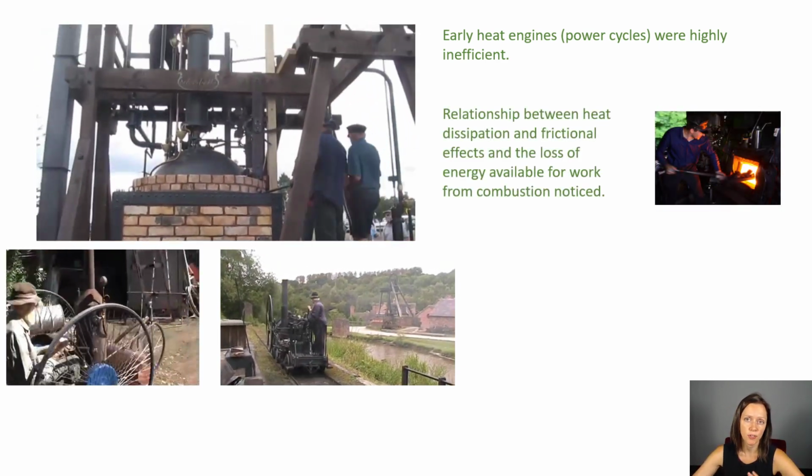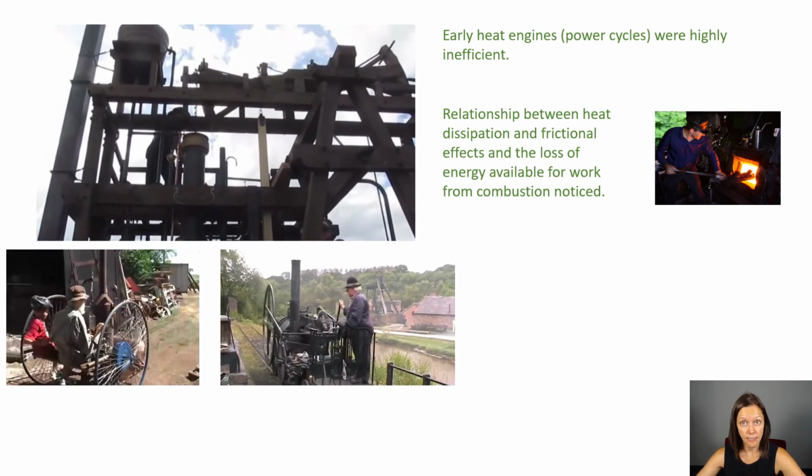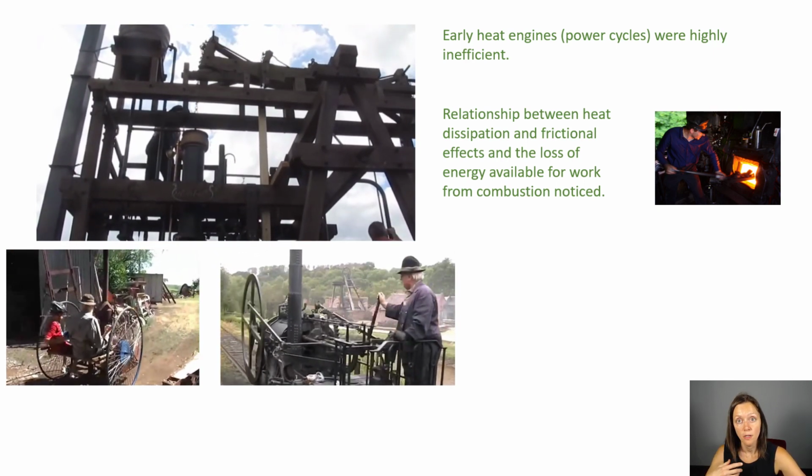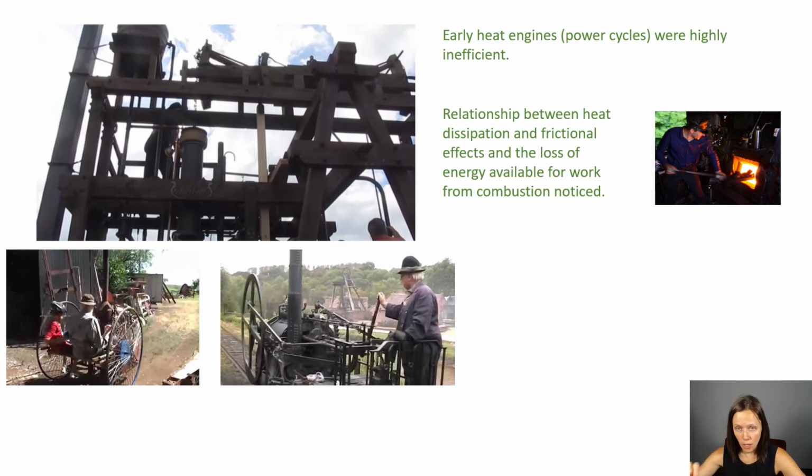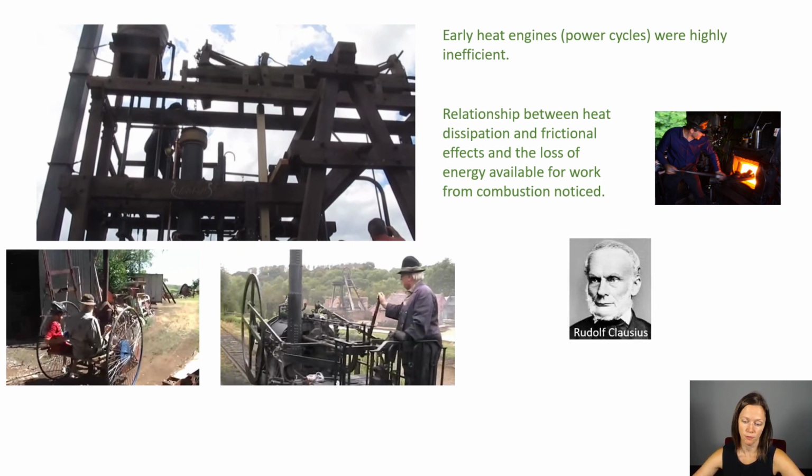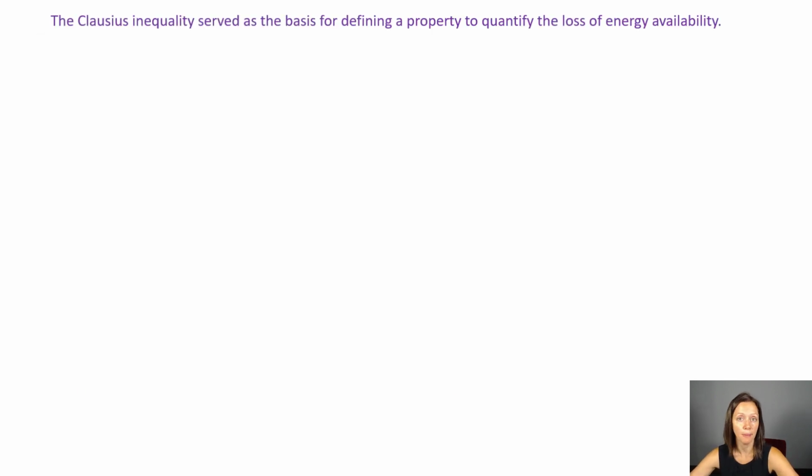People began to notice that there seemed to be a relationship between heat dissipation, heat lost, and frictional effects, and the loss in energy availability, the loss in the ability of energy to do usable work. It was Clausius who sought to quantify, for a given amount of heat that I put into the cycle, what's the maximum amount of work that I can get out of it? He came up with a mathematical relationship called the Clausius Inequality, and that became the jumping off point for defining a property that would allow us to quantify that loss in energy availability, and that property ended up being entropy.